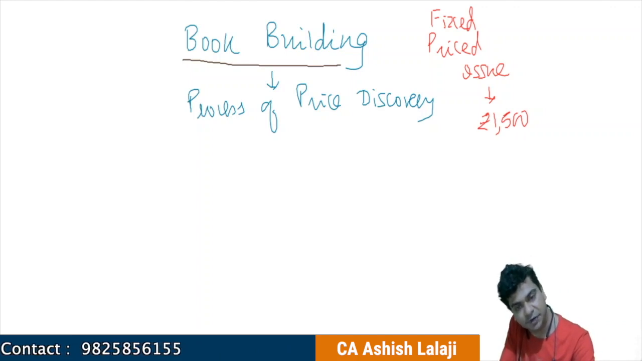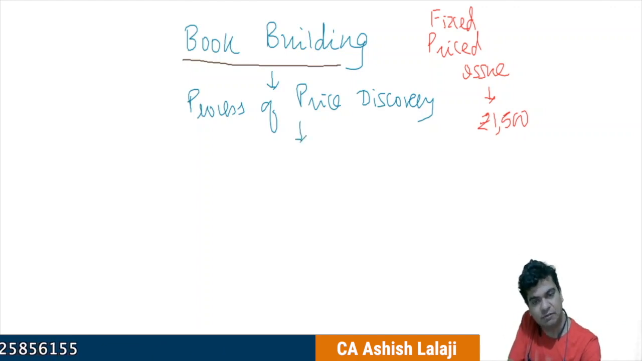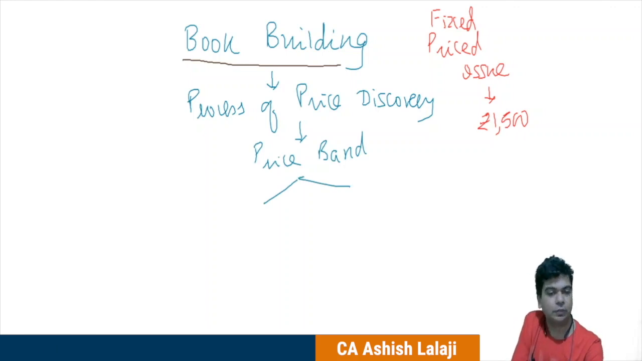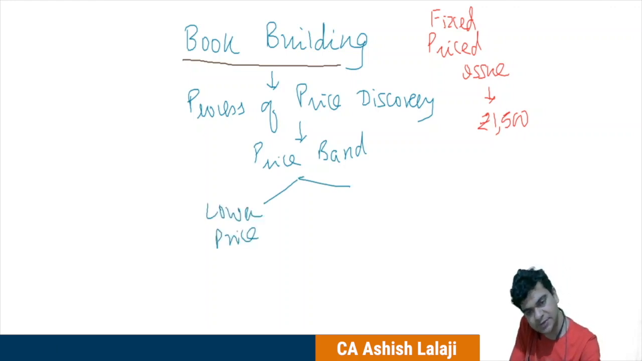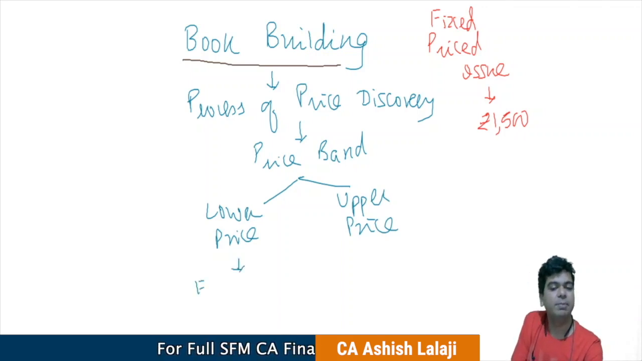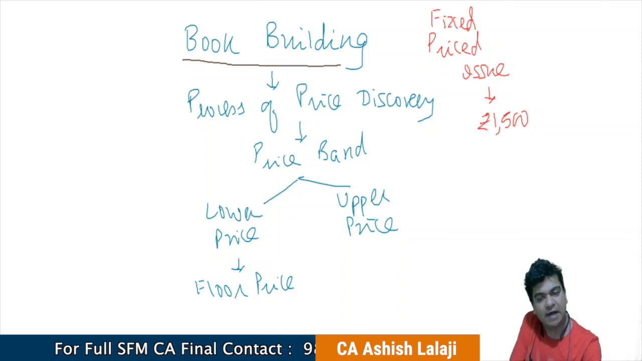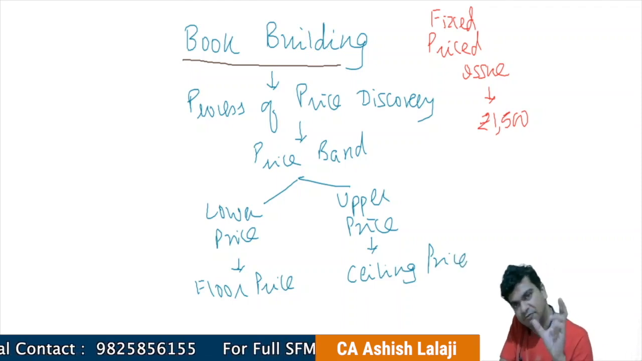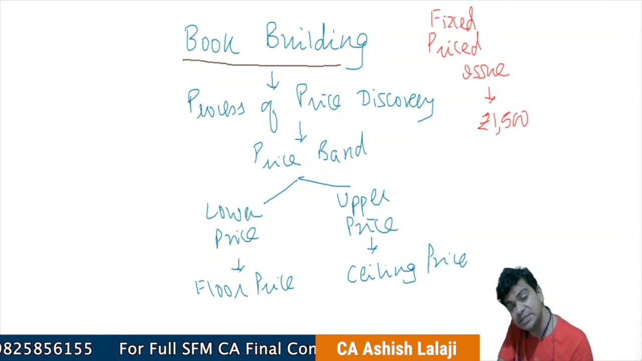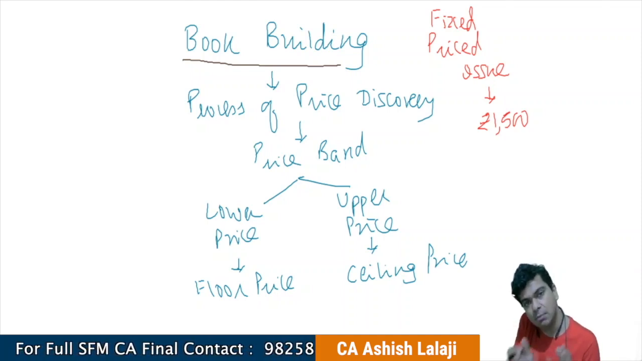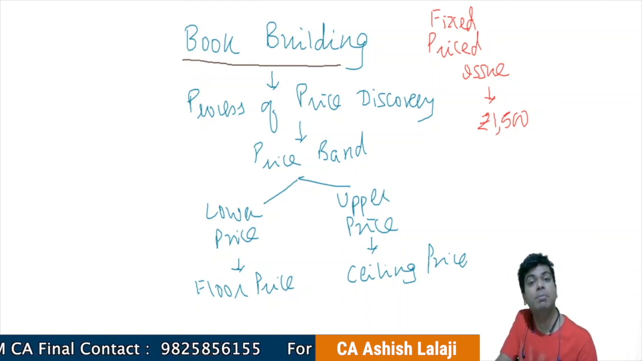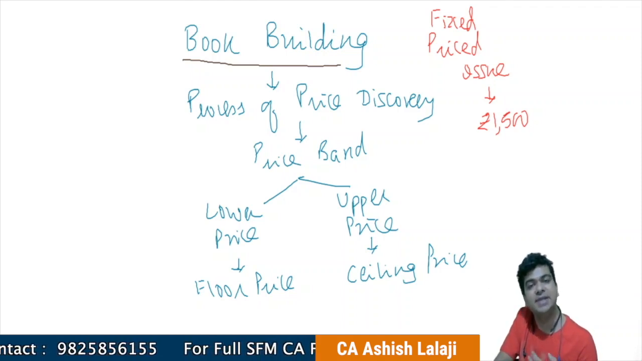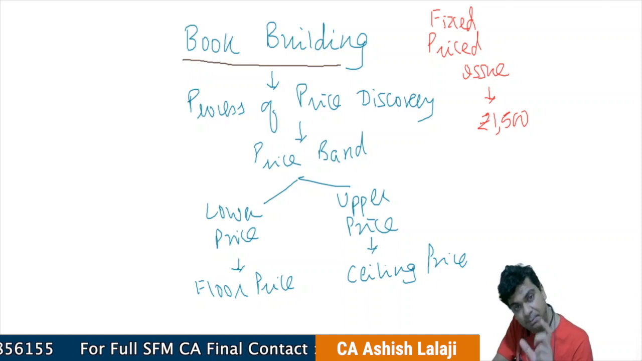Let us try to understand this further. We will offer our shares within a price band. A price band will have a lower price and an upper price. The lower price is understood as the floor price, while the upper price is understood as the ceiling price. Once I have decided the price band, no investor can apply for the shares at a price below the floor price. Similarly, no one can bid for the shares at a price above the ceiling price. That's the reason we use the word price band.